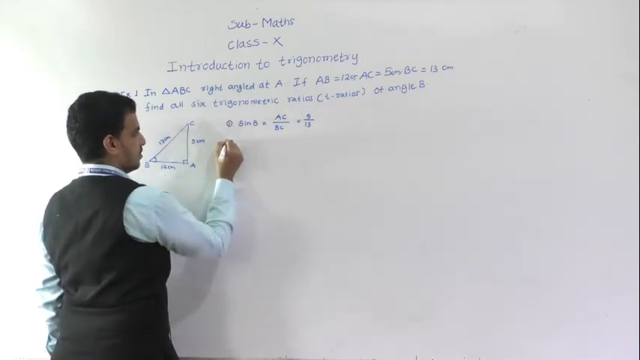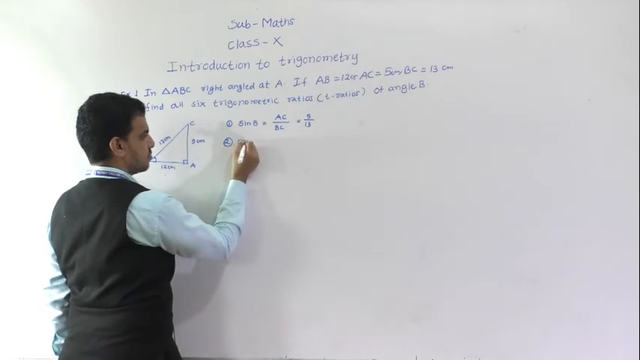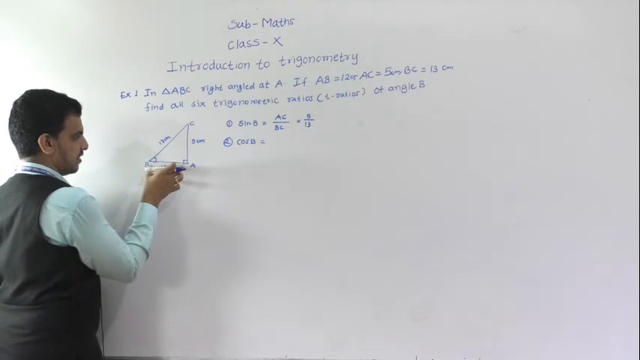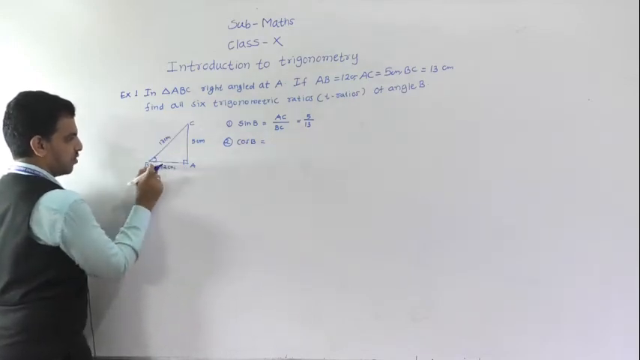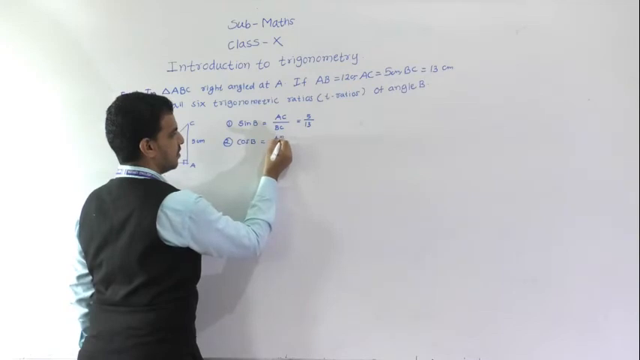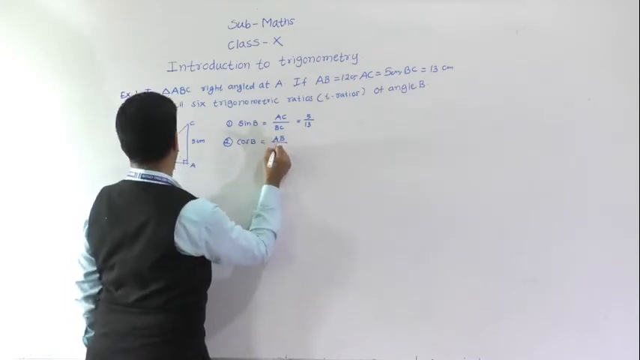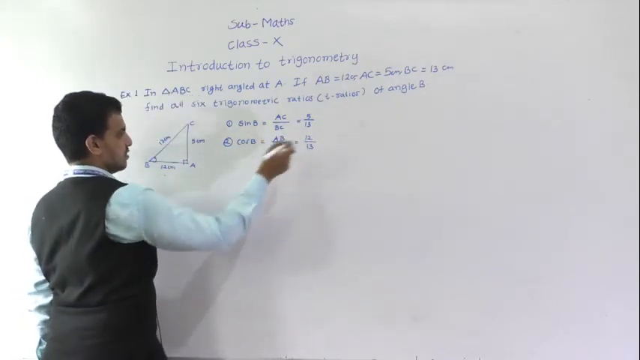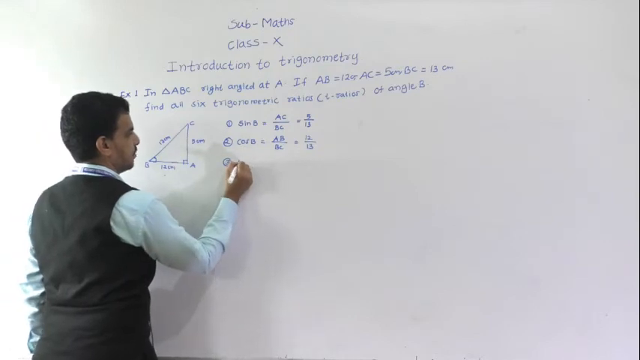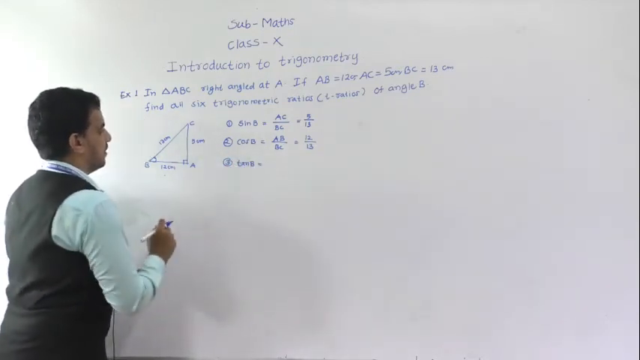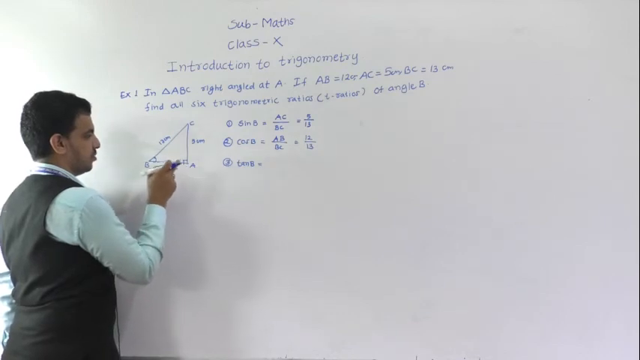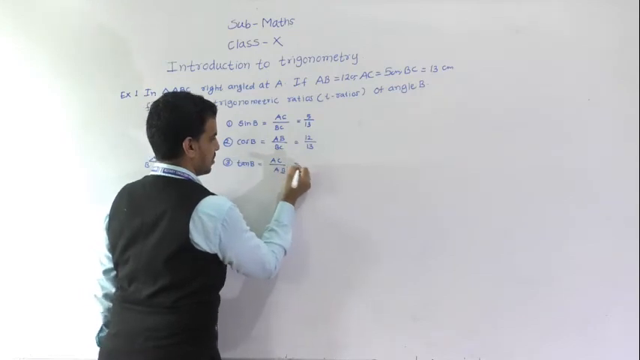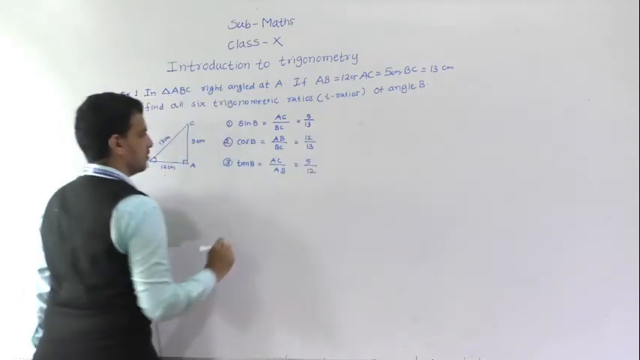This is the first one. Second one, cos B. The definition of cos is adjacent side upon hypotenuse. So the adjacent side of angle B is AB, upon hypotenuse BC. So 12 by 13. AB is 12, BC is 13. Then tan B. Tan B is opposite side upon adjacent side. So opposite side is AC, adjacent side is AB.